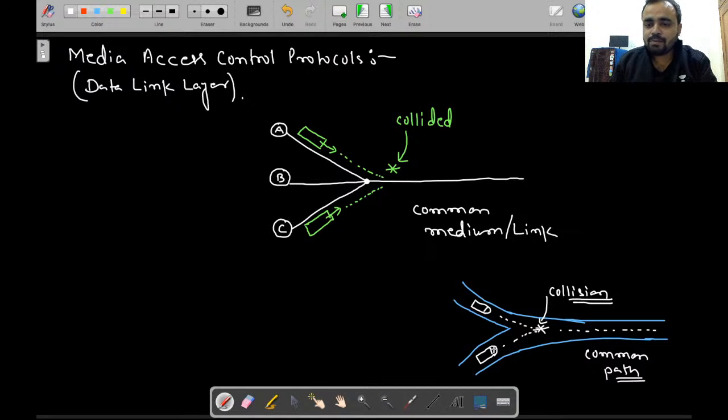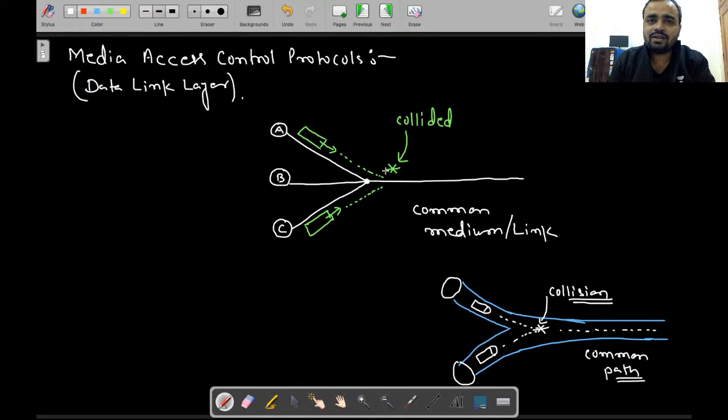So whenever you are moving on this particular path, you are accessing this path. Yes or no? If you alone access this path, there will be no collision. But if multiple nodes, or vehicles from multiple directions, come to the common path at the same time, there is a possibility of collision. So we can say that if the common medium is being accessed by multiple nodes, then there is a chance of collision.